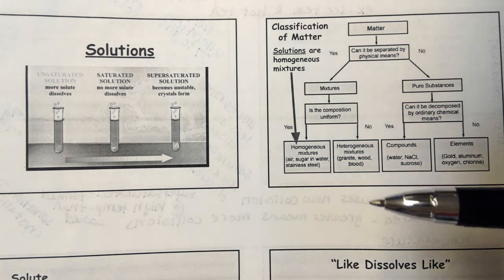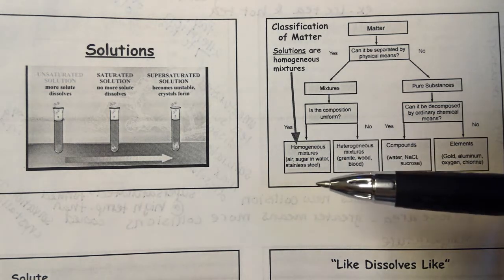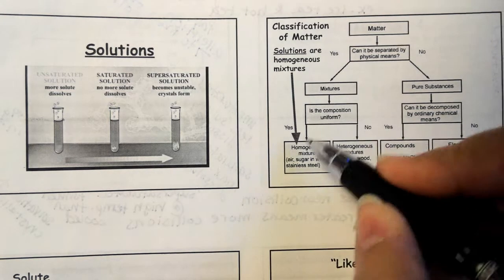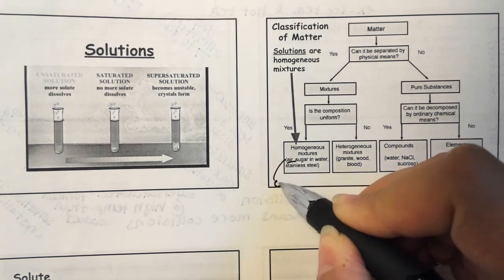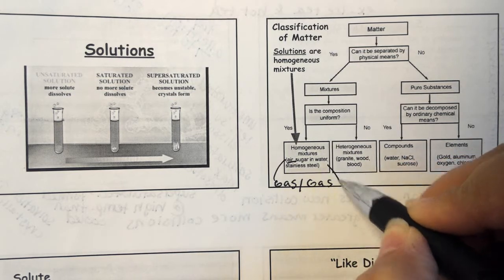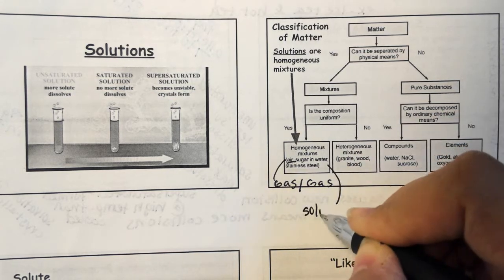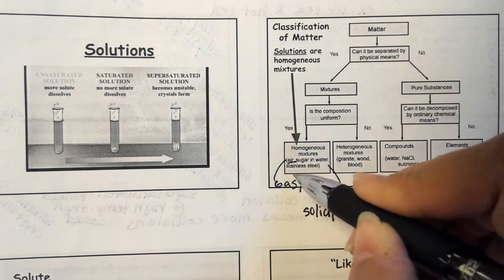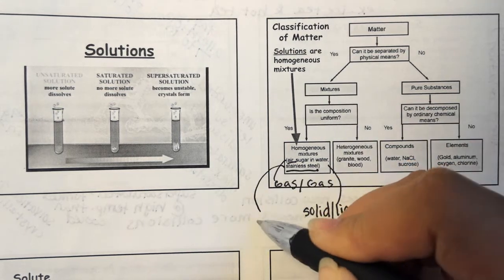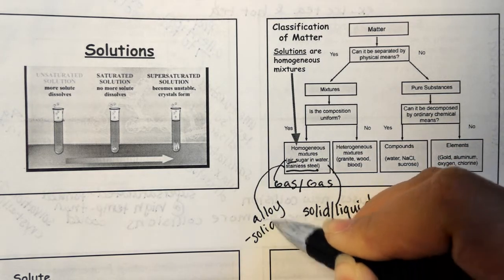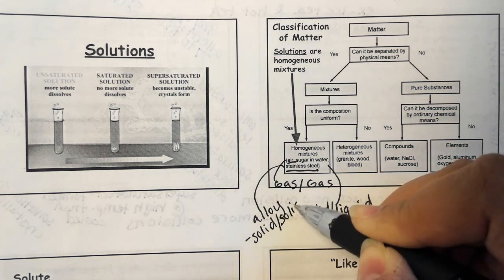Okay, and so some examples of homogeneous mixtures are air, which is a gas and a gas mixture. Sugar and water, this is a solid and liquid mixture. And then stainless steel, remember stainless steel is an alloy, and alloys are solid and solid mixtures.